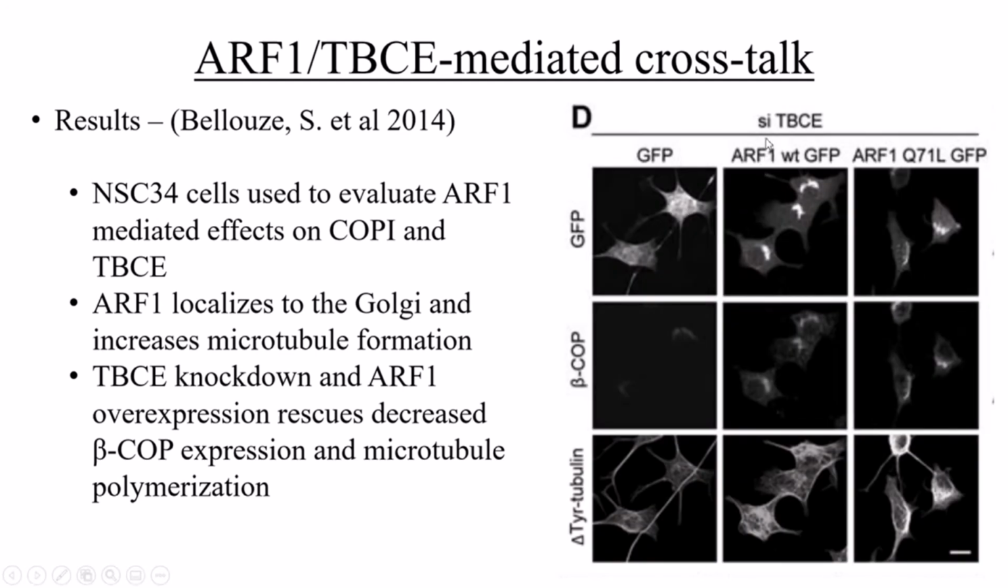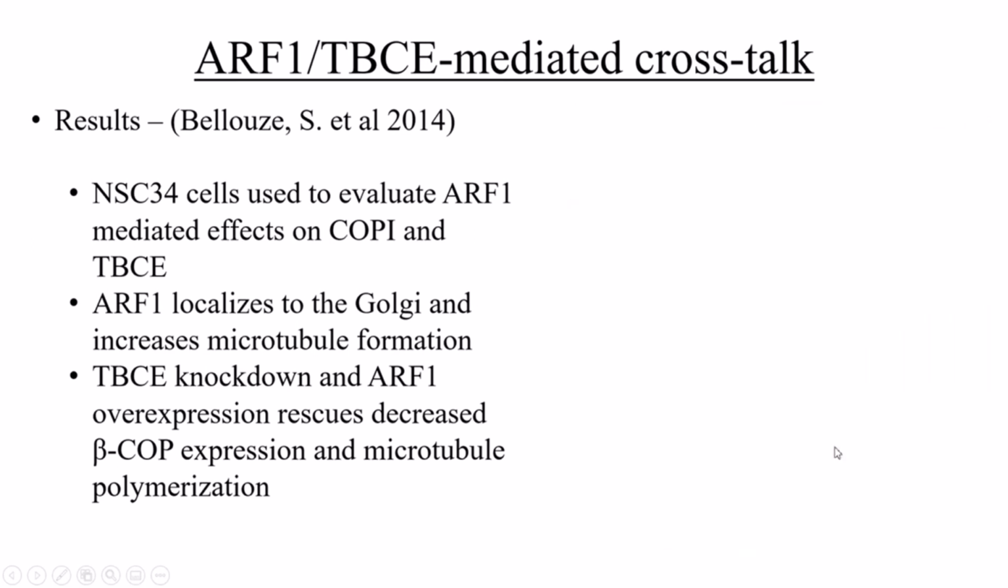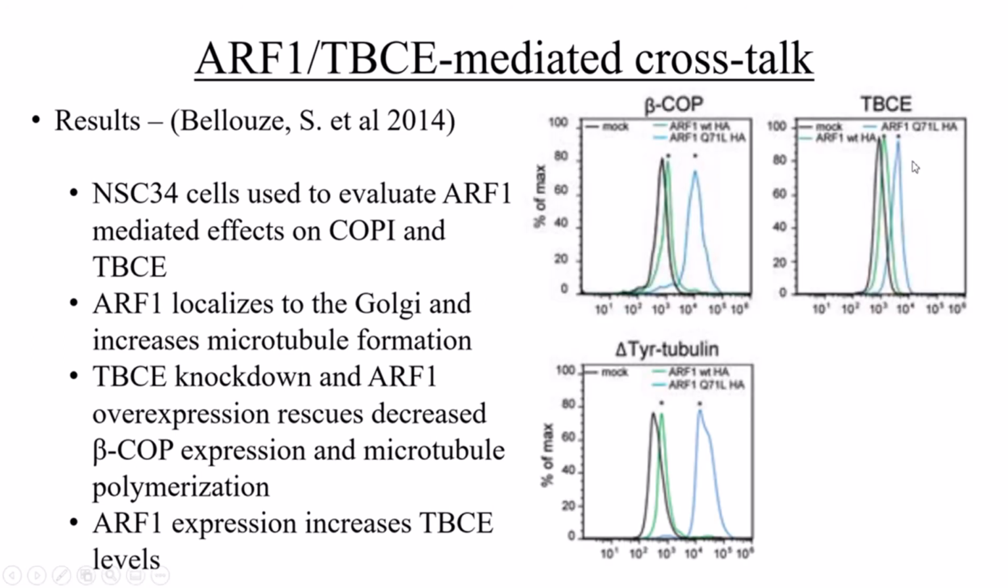So they used the short interfering TBCE RNA, and they found that when they knocked it down in the wild type, there was a decrease in beta COP here, and a decrease in tubulin formation. However, in the ARF1 expressed cells, they found that there was a rescue of the beta COP and increased microtubule formation. They also wanted to see if ARF1 expression increased TBCE levels, and using flow cytometry, they found that it did.